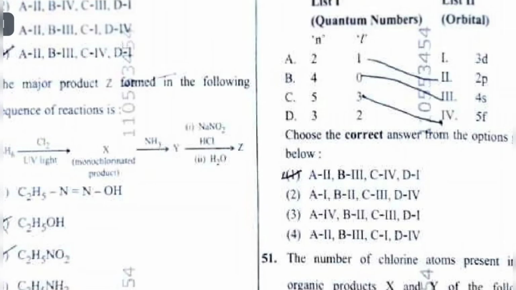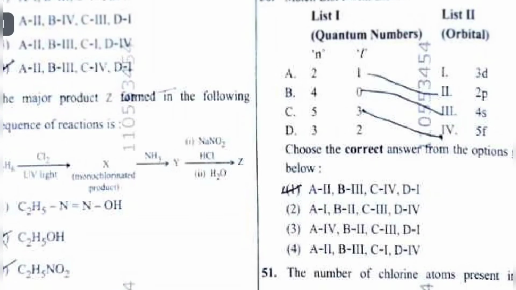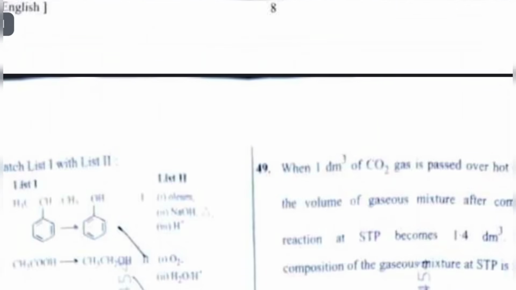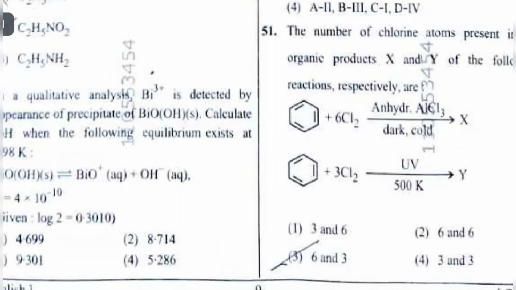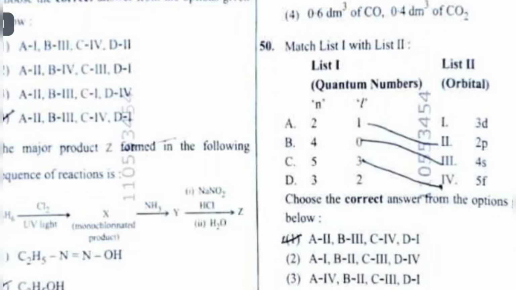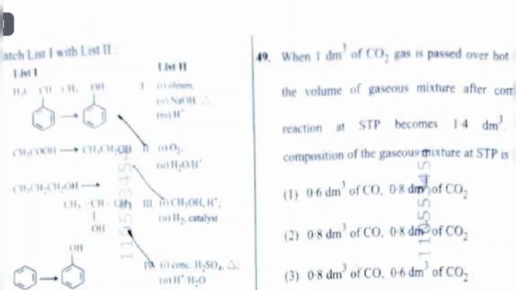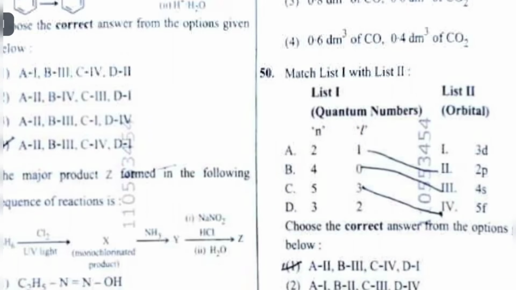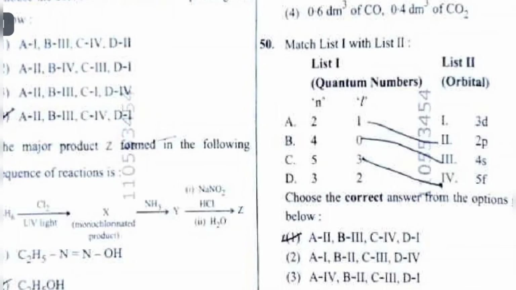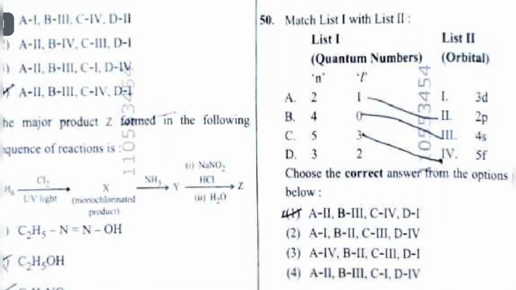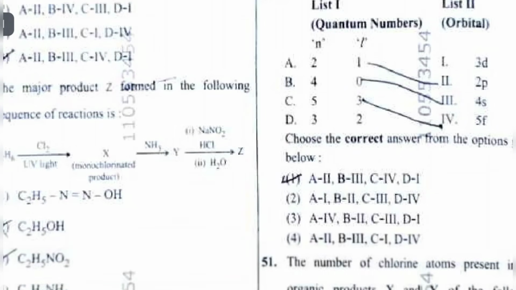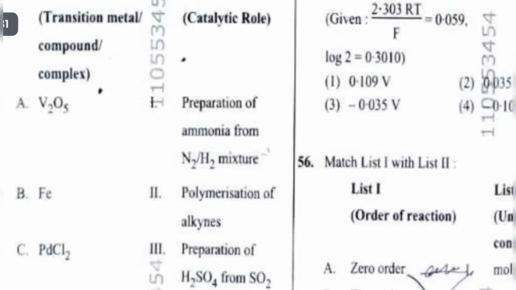So 47th question, the major product Z formed in the following sequence of reactions. Then 48th question, in a qualitative analysis. Then 49th, when 1 dm cube of carbon dioxide gas is passed over hot coke, 50. So like this. As I told for physics, same you need to follow for chemistry. Just see where these questions are, guys. You can pause the video and see where the questions are. After that, it will be the same, guys.